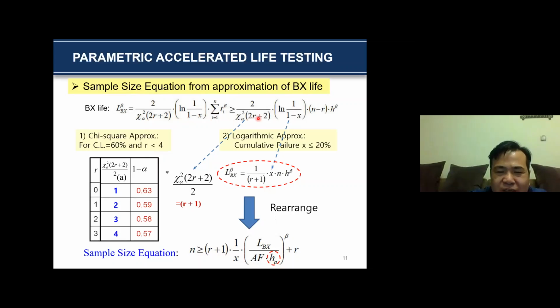As you can see on the slide, there are two approximations. One is a chi-square approximation, another is a logarithmic approximation. If I follow the chi-square approximation, with cumulative failure rate of 60% or less, R is the number of failures, and the chi-square is at R plus 1. And the logarithm approximation is for a cumulative failure rate of less than 20%. We arrange the Bx life and derive the sample size equation.